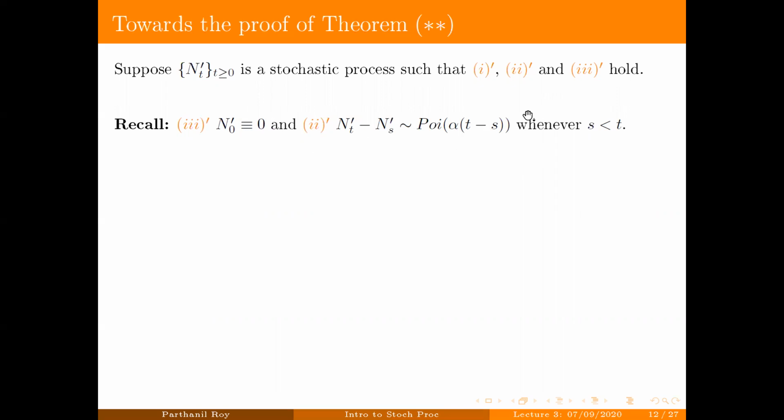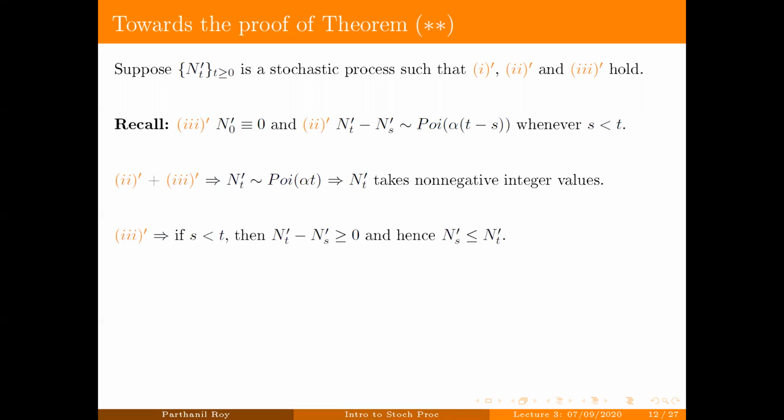Now, if you combine these two, what you will get is that if you put s equal to 0 in this statement, you will get that N'(t) follows Poisson with parameter alpha t, because N'(0) would be 0, and this would be Poisson with parameter alpha t. So N'(t) is Poisson with parameter alpha t, which will imply that N'(t) will only take non-negative integer values.